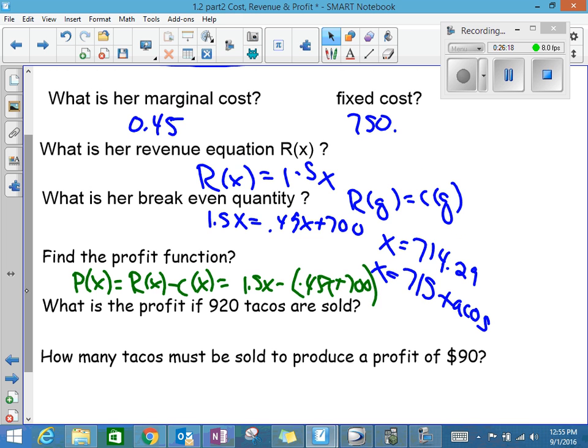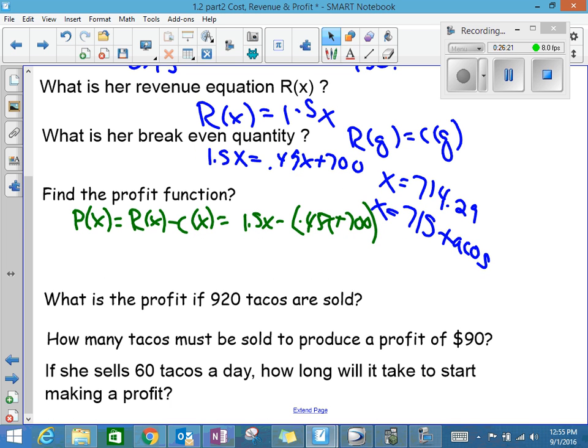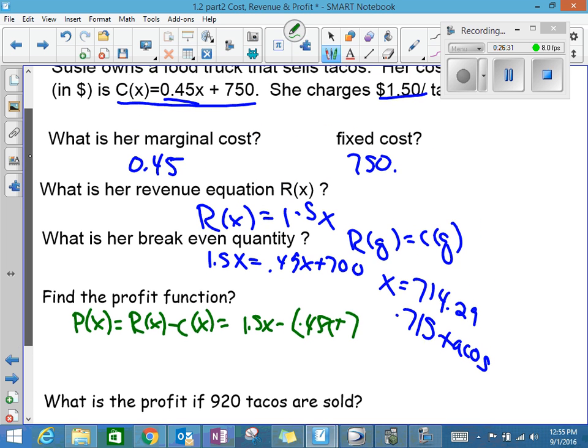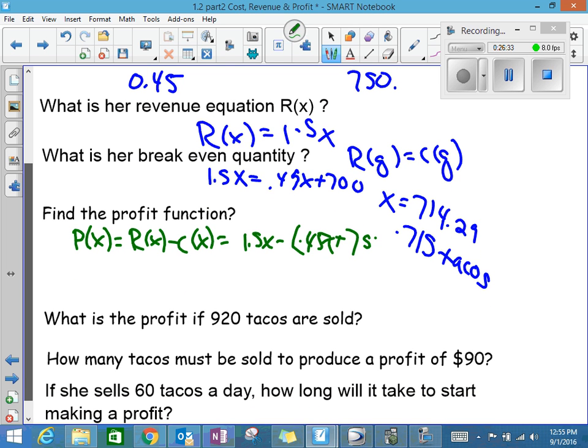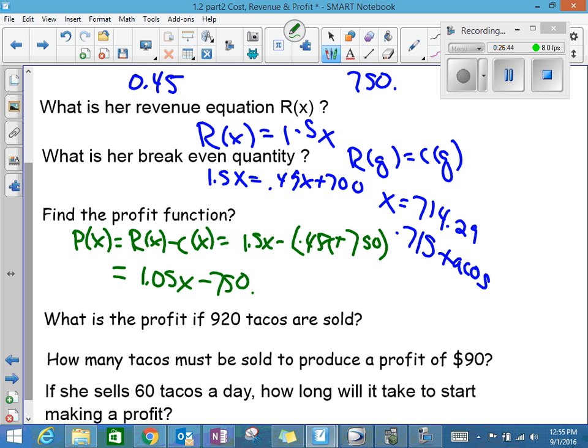So when we simplify that, we get 750. Right? Okay. So the final profit function is what? 1.05x minus 750. Everybody agree with that? Okay.